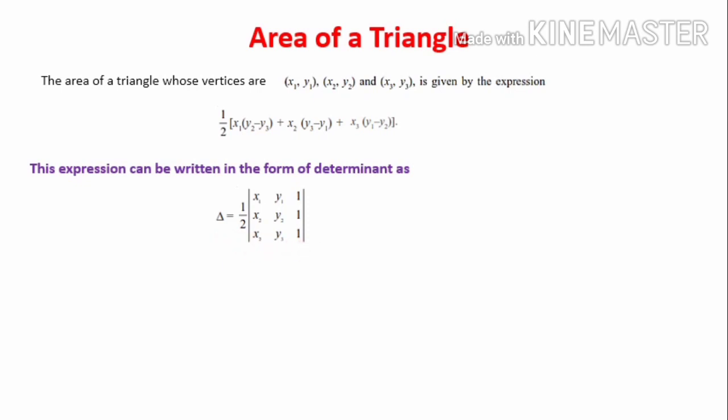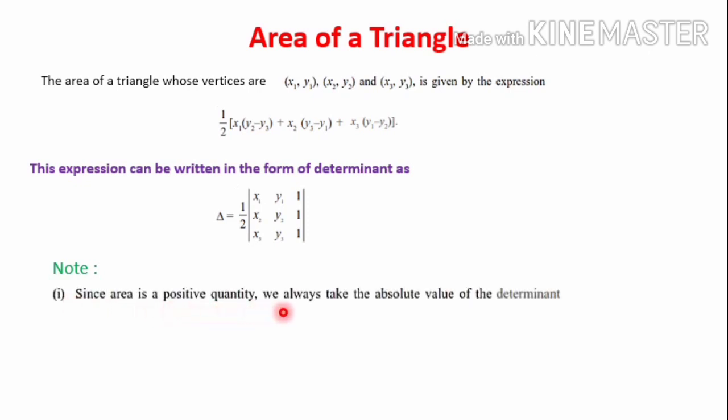While using the formula, you have to keep some points in mind. The first one is, since the area is a positive quantity, we always take the absolute value of the determinant. Even if you get a negative value when you calculate the determinant, you take only the positive value, because the area is always positive.